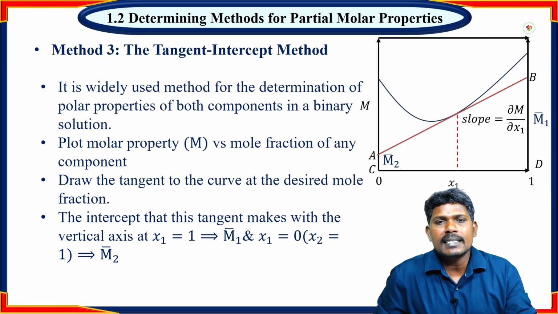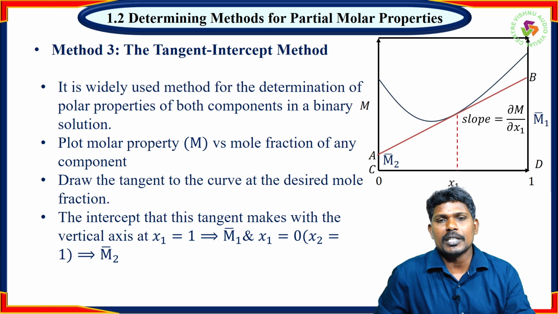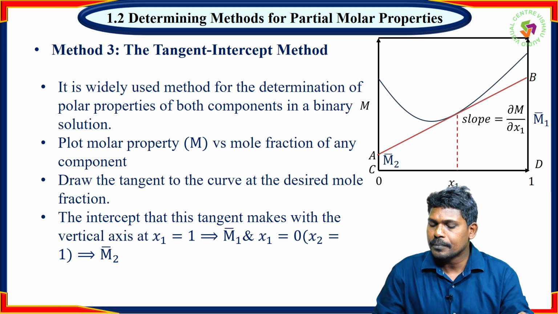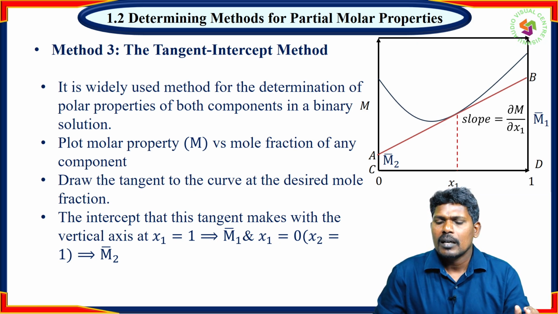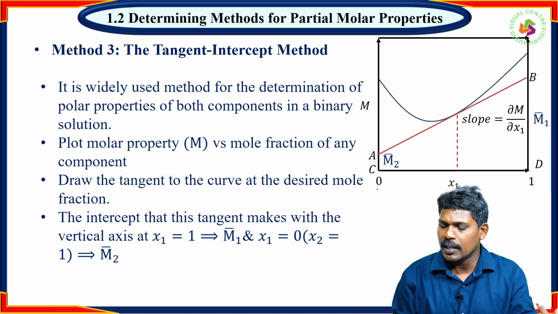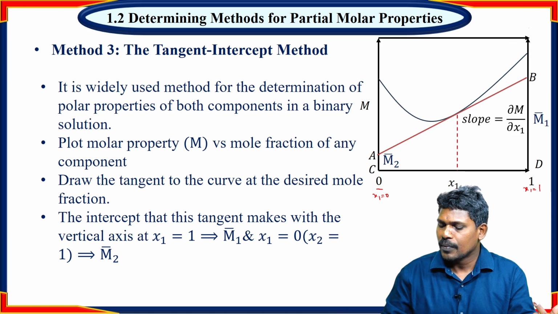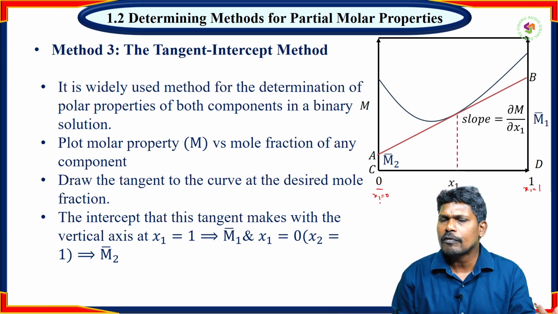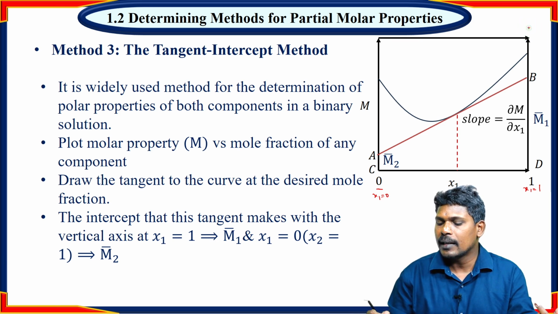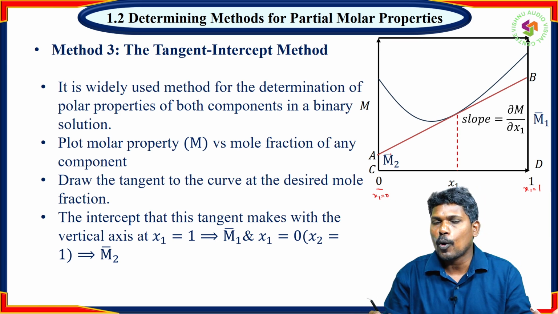Next one is the tangent intercept method. This method is especially for binary mixtures. In that case, draw a graph against the mole fraction of any compound. Take x1, the mole fraction of the first compound, where initially x1 is equal to 0 and at the other end x1 is equal to 1. So with the change of mole fraction of compound 1 from 0 to 1, the y-axis is the molar property of the solution, M.